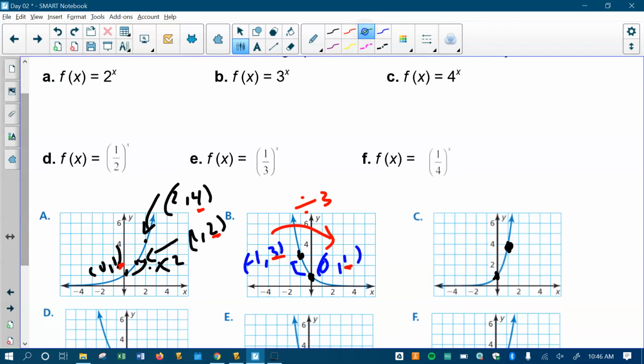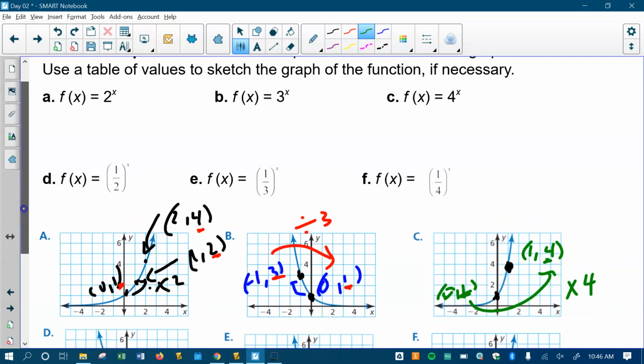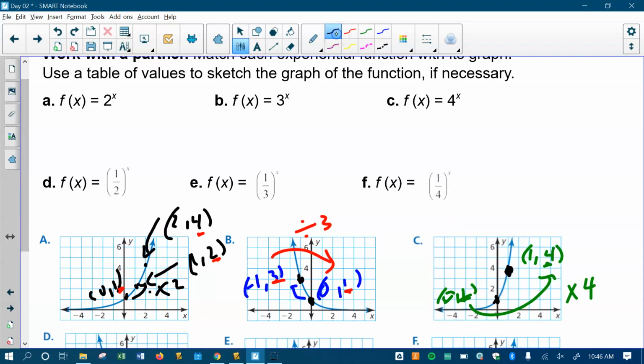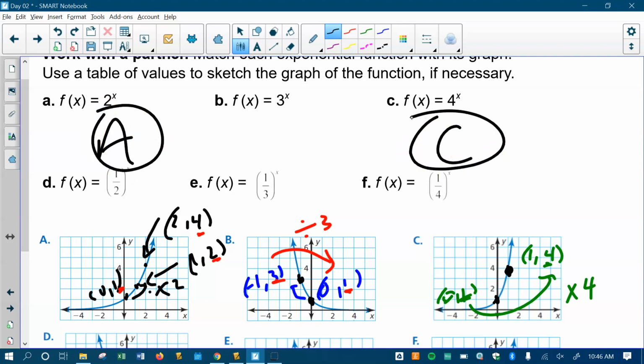For this next one, 0, 1 to 1, 4, I mean, that's a huge jump. If you're looking at these y values, that is being multiplied by 4. So that tells me that for the first couple of them, A is going to be A. I don't know what B is yet, but C is going to be C. Now let's see the rest of these. So A is A, C is C. Let's see some more of them.